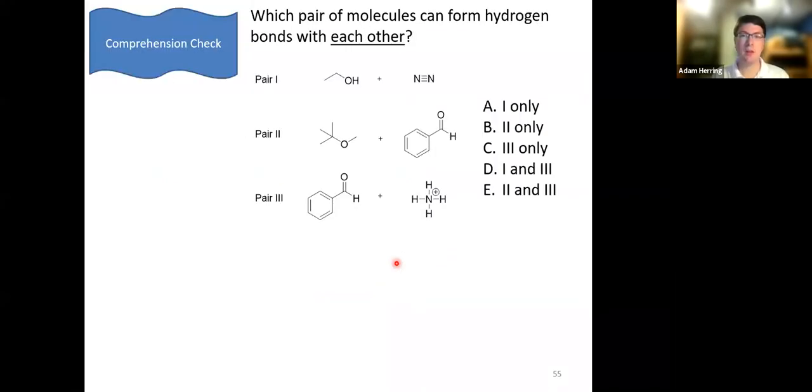All right. Which pair of molecules could form hydrogen bonds with each other? So, molecule on the left interacting with the molecule on the right. Pause this video and try this on your own.